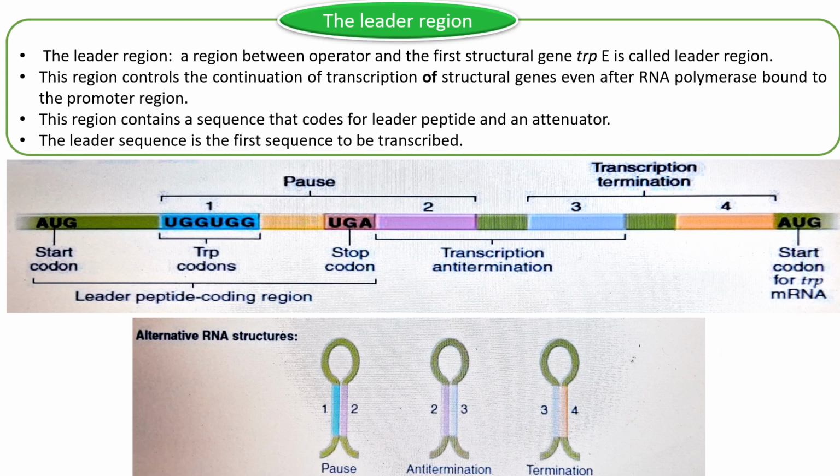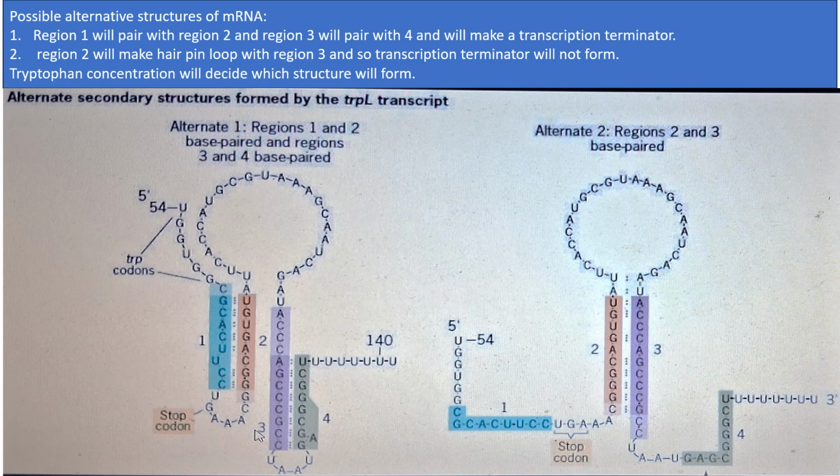Now let's understand this thing thoroughly. See, this is the tryptophan codon. This is segment number 1, 2, 3 and 4. So if segments 1 and 2 form a loop-like structure, then segment number 3 and 4 will bind to each other and form a hairpin loop structure followed by the poly U sequence. If this occurs, then this is the rho-independent transcription termination site and so the transcription will be discontinued.